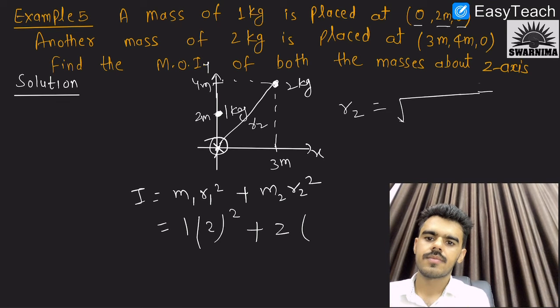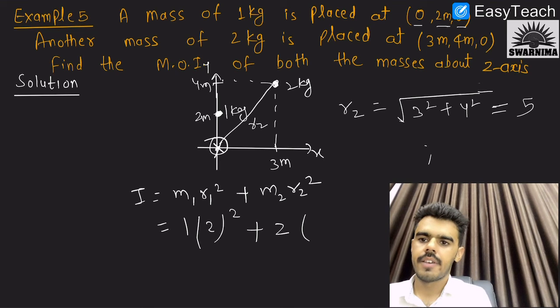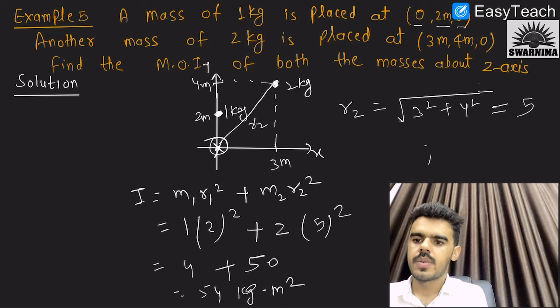r2 is the root of 3 square plus 4 square, this becomes 5, so r2 square is 25. So 1 times 4 plus 2 times 25 is 54 kilogram meter square. Next example.